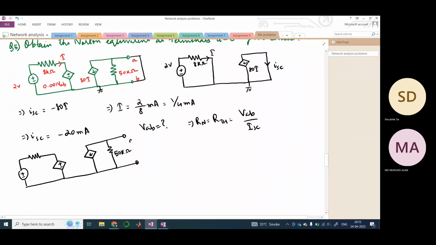So this is terminal AB. This is 80I. This is 0.001 VAB. This is 2 volt. This is 8K. And this is I, right? So your VAB would be what? It would be the source transformation only. So 80I into 50K, right? So I am not doing anything with the K. So this is equal to VTH only. I am not making any change to the K, right?